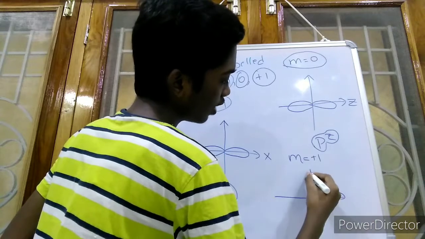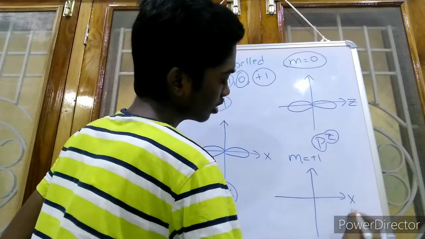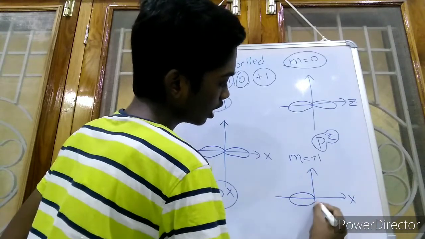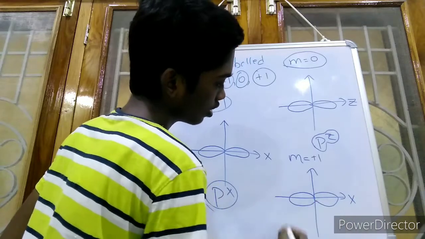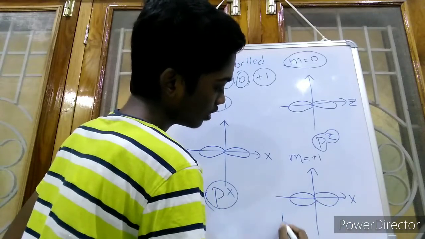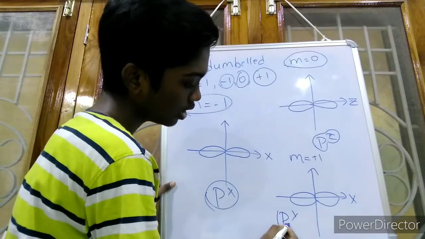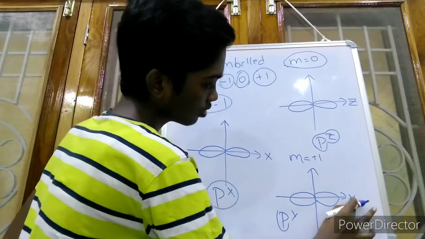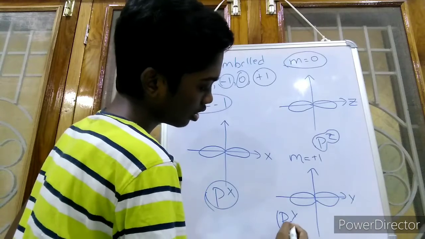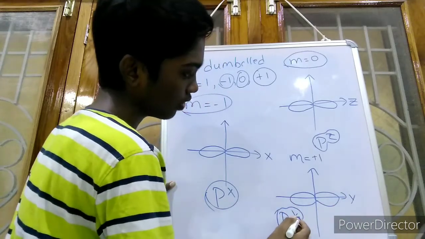In the case of +1, we have to take the y-axis and draw dumbbell shapes, and we can represent the structure with py. As this orbital is p and we have taken the y-axis, we can represent the structure with py.